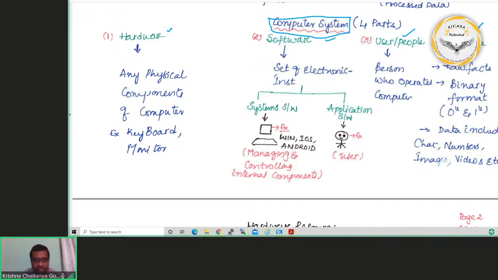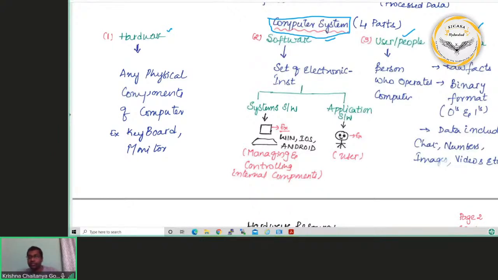So what is the first part? Hardware. The second part is software. The third part is user or people. And the last part is data. These are the 4 components you would be requiring to call a particular system a computer system. As in a human body, we have certain critical components. Without those components, can I call a system a human system? No. The same way, a computer system consists of certain very, very important parts in order to call it a computer system.